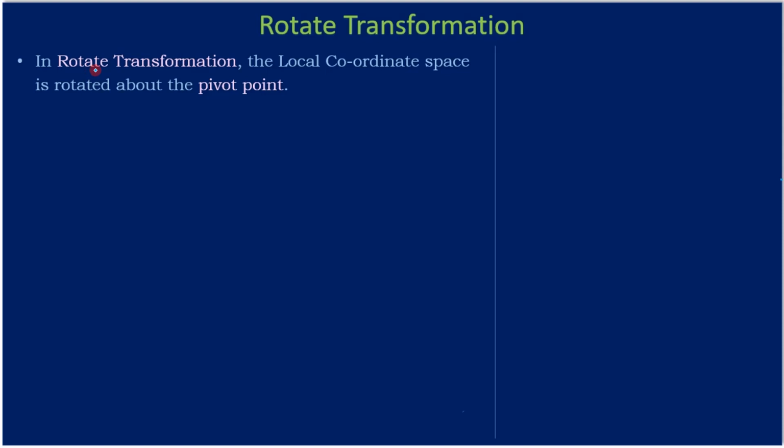So in rotate transformation, the local coordinate space is rotated about a pivot point. We already talked about translate transformation. The same way here, the local coordinate space itself is rotated about the pivot point. Then in the rotated coordinate space, using layout X and layout Y, the shape will be plotted. Node points are mapped to this new rotated axis.